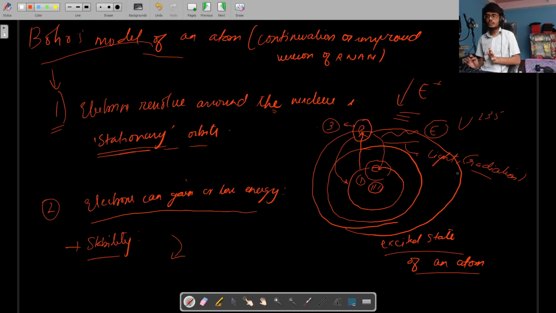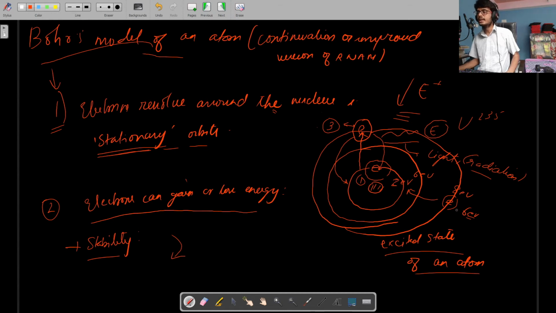But for the electron to fall back, there has to be a condition that it has to lose energy, right? Let's say this orbit can hold just 2 electron volts of energy, this can hold 6 electron volts, and this can hold 8 electron volts. So an electron revolving in the 8 electron volt orbit cannot just directly fall to the 2 electron volt one. It has to lose energy. It has to lose 6 electron volts of energy to come back to this state, right?